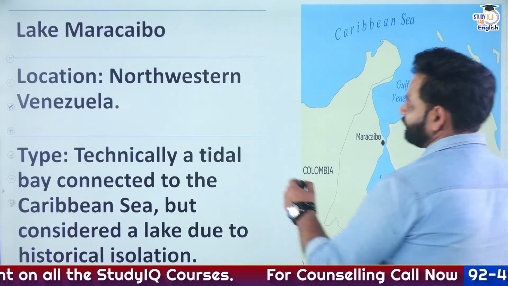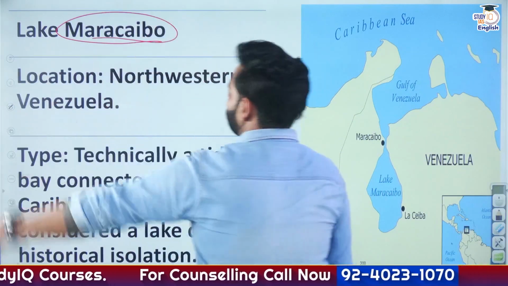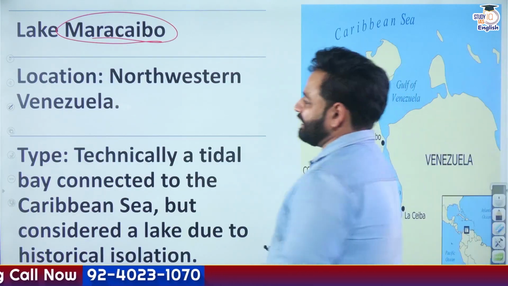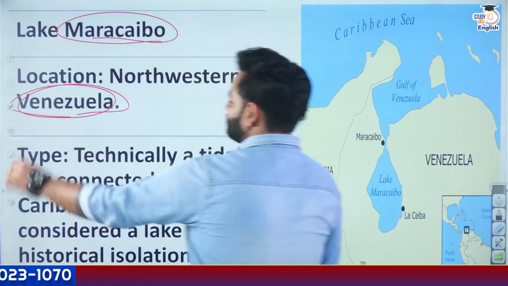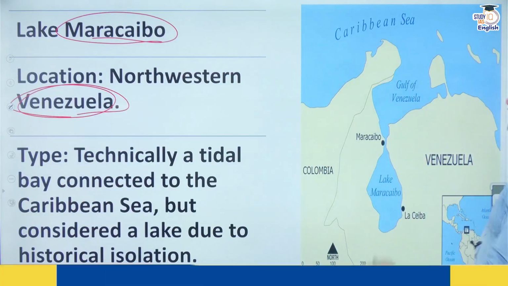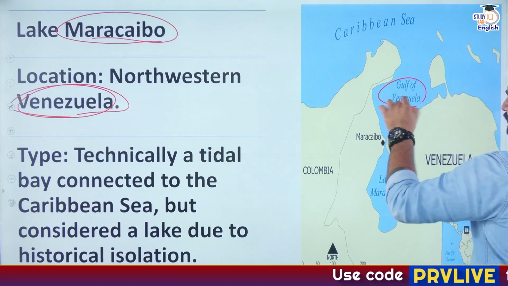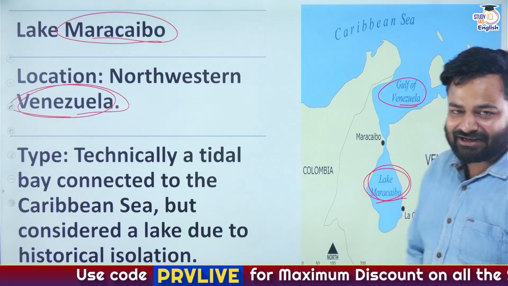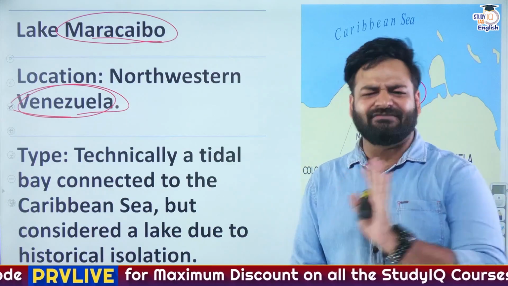Right. Next, Lake Maracaibo. So next what we have got is Lake Maracaibo. What is the location? Exactly in just one country, Venezuela, the northwestern part of Venezuela. As you can see, here we have got the Gulf of Venezuela and Lake Maracaibo, in the northwestern part of Venezuela.